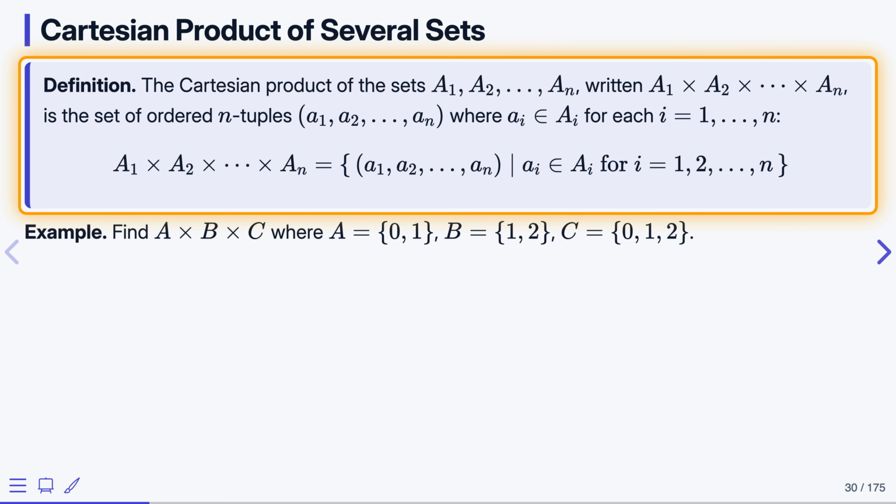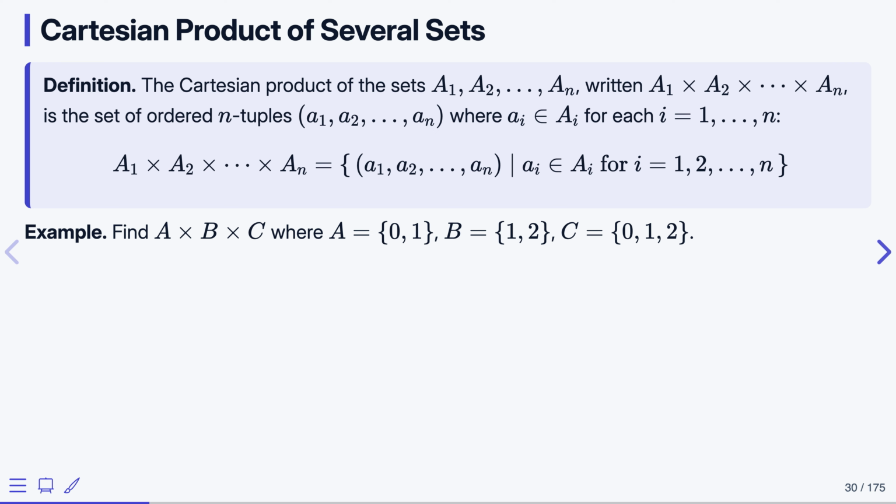The Cartesian product works for more than 2 sets too. The Cartesian product of the sets A1, A2, up to An is the set of ordered n-tuples, where each entry comes from the matching set. So the first slot comes from the first set, the second slot from the second set, and so on.